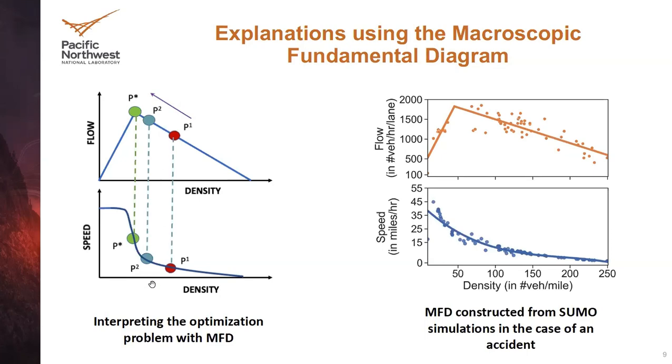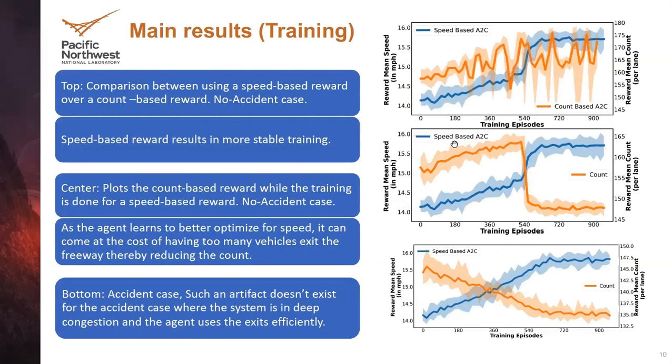And over here, you can see how that translates to speed versus density. And over here on the right side, I'm showing the SUMO simulations for deriving the fundamental diagram, and it looks like it came out pretty well in terms of the comparison with the ones in the literature. So that's a mini validation that we did. In terms of main results, I'll very quickly go over them because we just have a few minutes.